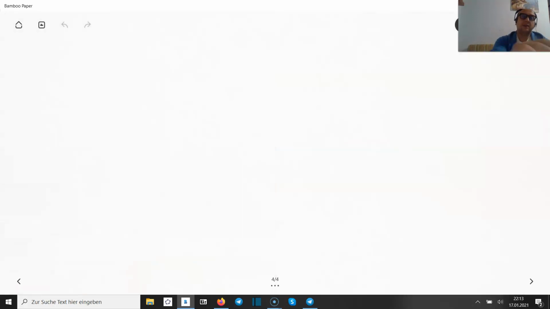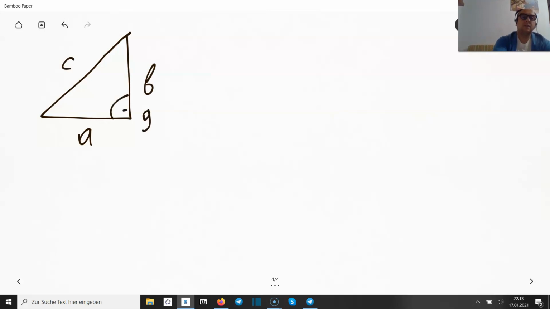Before we move on, let's see maybe the following idea. If we have a right angle triangle, we have A, we have B, and we have C here. This is 90 degrees. We have an angle of beta.